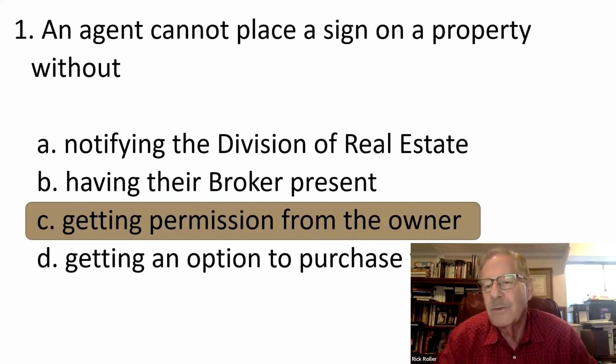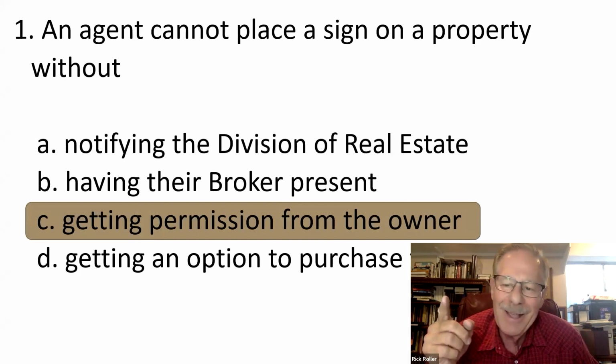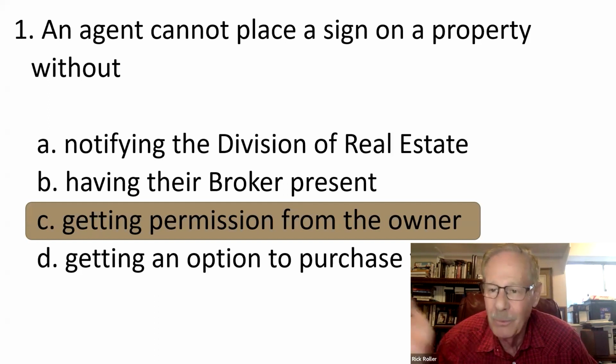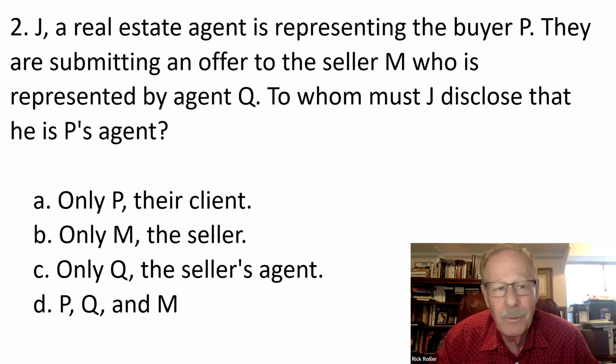And where is that permission? Usually it is in the listing contract. And all these types of contracts must be in writing. And there is a paragraph that actually addresses this issue that you can put a sign on the property. Number 2, please. And that's where you get the permission.